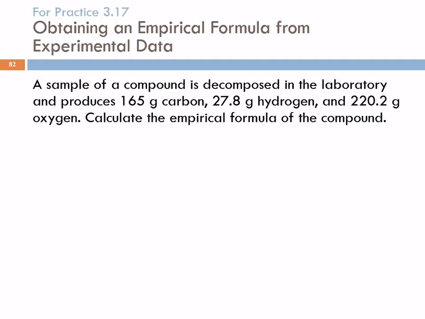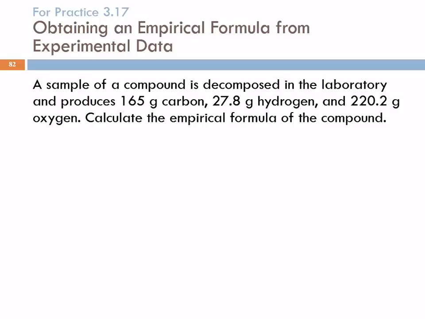So let's do an example. A sample of a compound is decomposed in the laboratory and produces 165 grams of carbon, 27.8 grams of hydrogen, and 220.2 grams of oxygen. Calculate the empirical formula of the compound. So we're given masses of the elements. What we need for the empirical formula is ratios of atoms or moles.